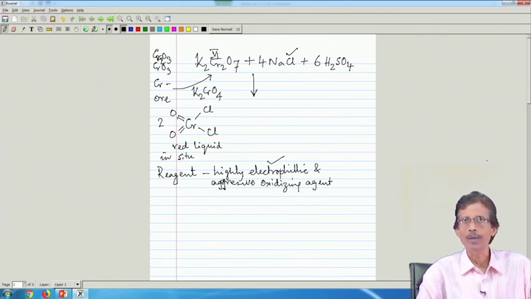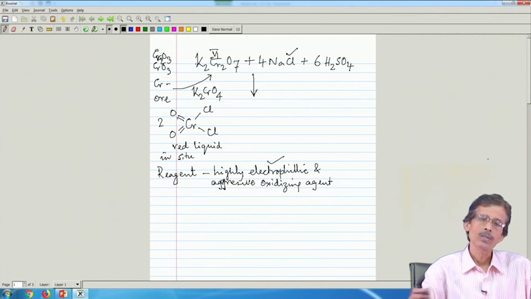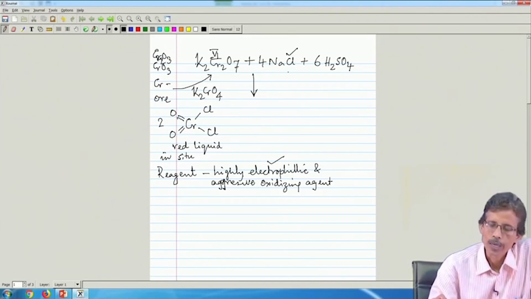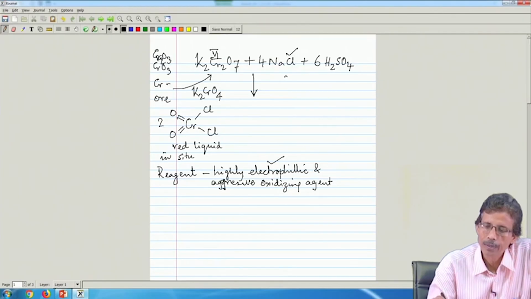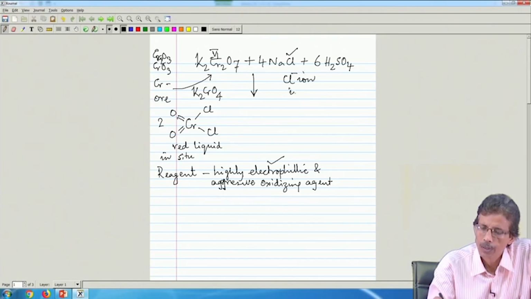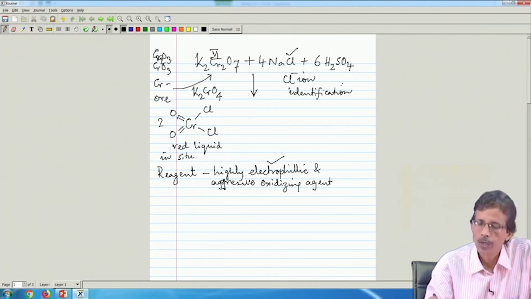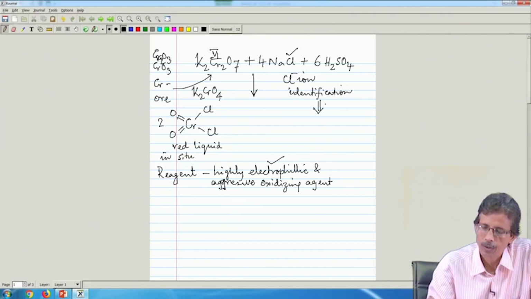So, it gives some specialty material from the bulk material, which is our own material, and this can be useful for identifying your sodium chloride. So, it can give us the identification of chloride ion. This is a part of typical analytical chemistry.